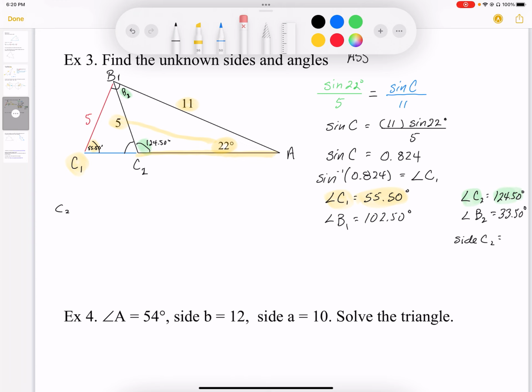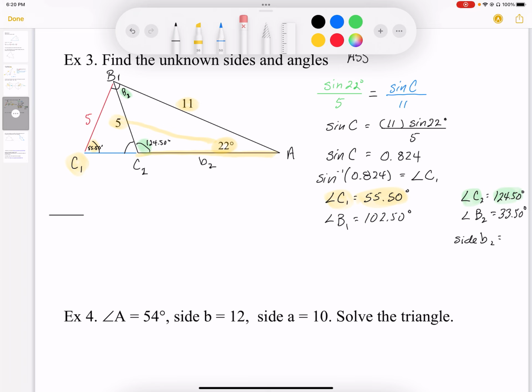So C to the opposite angle is going to be side. Oops, sorry, I've got that wrong. I need to do B, side B. Okay, so that opposite side is B, not C. So we're going to find this length B. This is B2 here. That's the side that we're going to solve for. We're going to use angle B2 to find that.